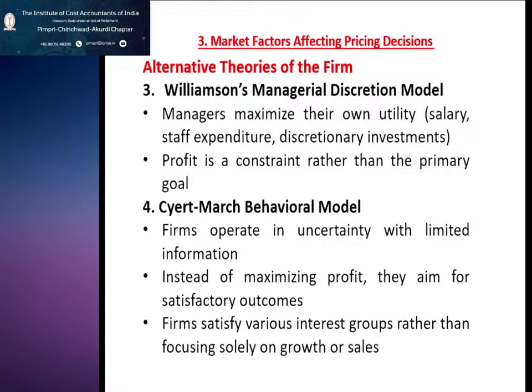The fourth model was the Cyert-March behavioral model. In this, the proposition was that firms operate in uncertainty with limited information, and instead of maximizing profit, they aim for satisfactory outcomes. Behavior was the focus rather than profit maximization as such. One key feature of this behavioral model was that firms satisfy various interest groups rather than focusing solely on growth or sales. So these are the alternative theories of the firm which emerged.